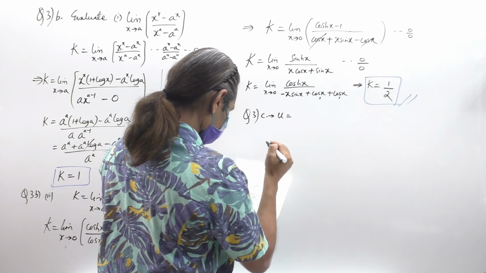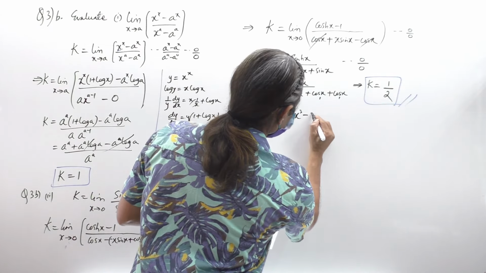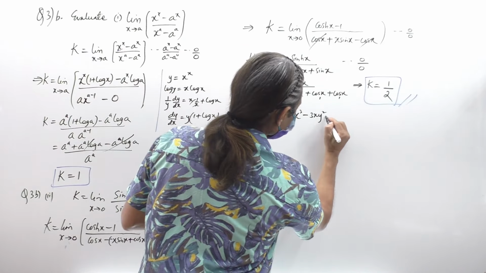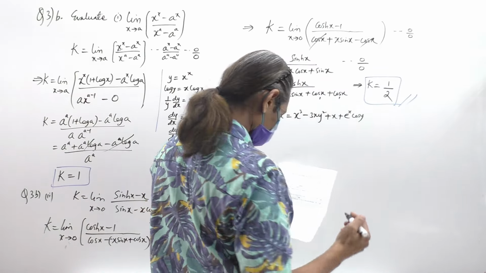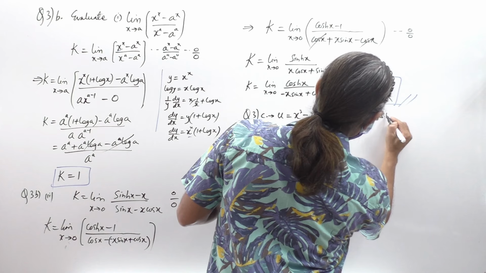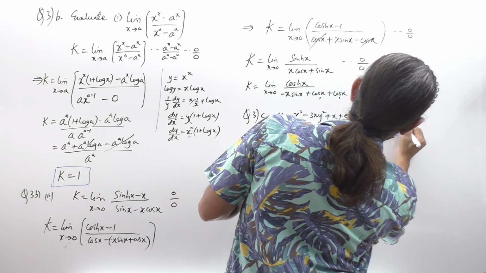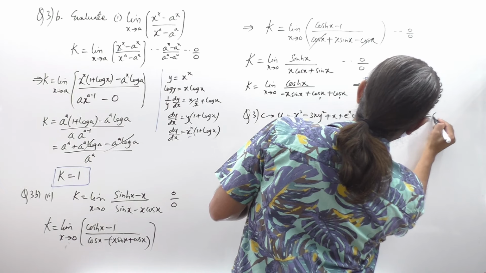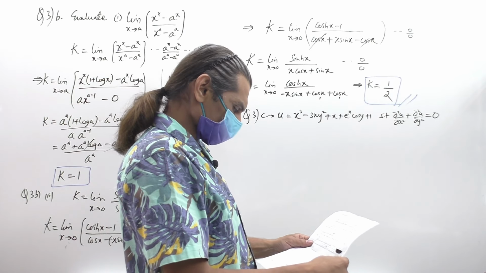u equals x cube minus 3xy square plus x plus e raised to x cos y plus 1. Show that dou square u by dou x square plus dou square u by dou y square is equal to 0. A simple question for 7 marks, question number 3c.